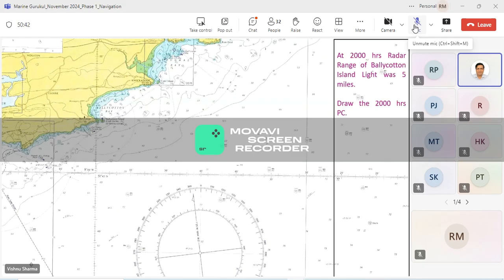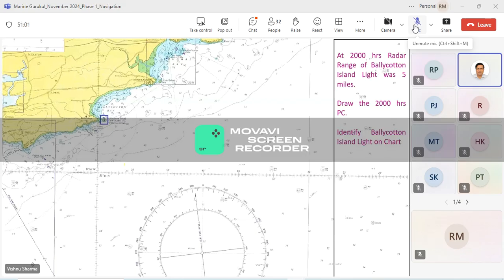For example, let us see this one. At 2000 hours, radar range of Ballycotton Island light was 5 nautical miles. Draw the 2000-hour position circle. So first, locate Ballycotton Island light, you can see on the chart. This is the Ballycotton Island light. The distance of this light is 5 miles from my ship. So that means my ship will be on any point that is 5 miles from this light.